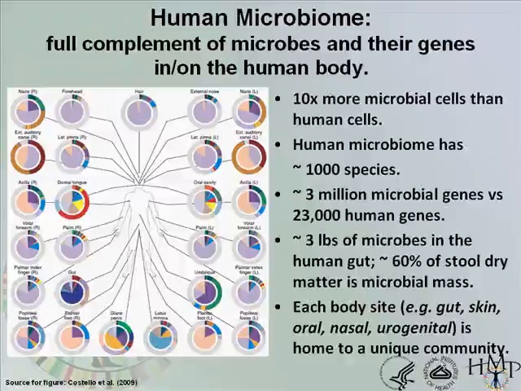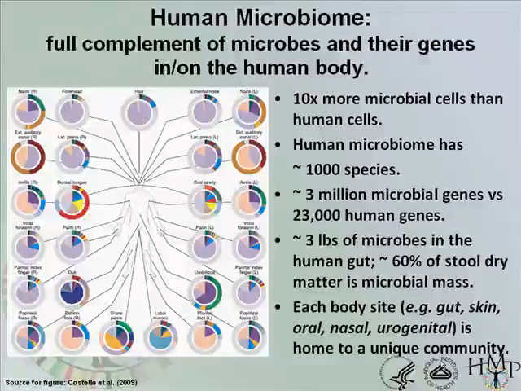The human microbiome, and now I'm talking about the whole human microbiome. Certainly the key microbial organ is the gut microbiome, but all body sites have their own unique flora, or microbiome. There are roughly 1,000 species of microbes. More importantly, there are roughly 3 million microbial genes. Now, if you contrast that against the human genome, which is 23,000, you can see how that genetic signal is really, really important.